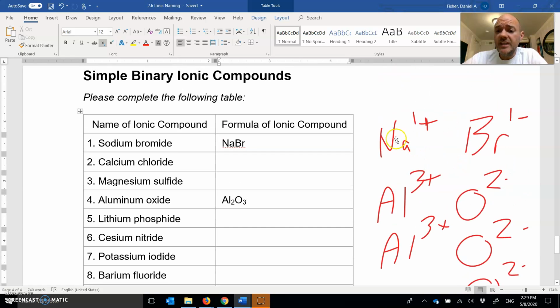Some of them will be easy. They'll be 1-to-1, like sodium and bromide, and you just write NaBr. Some of them will be a little more complex, and you'll have Al2O3.